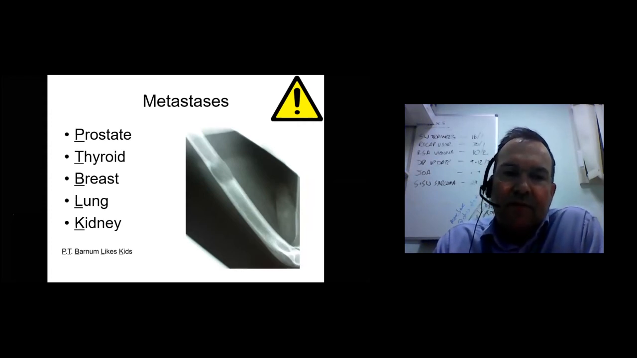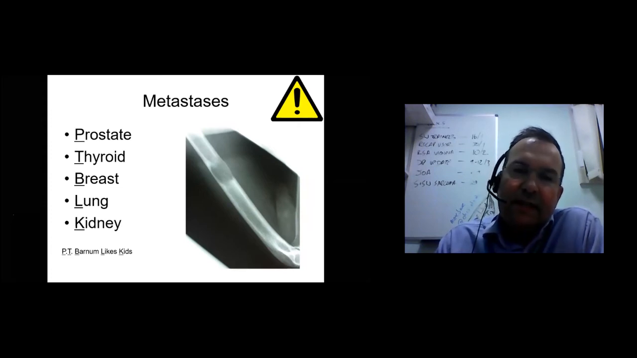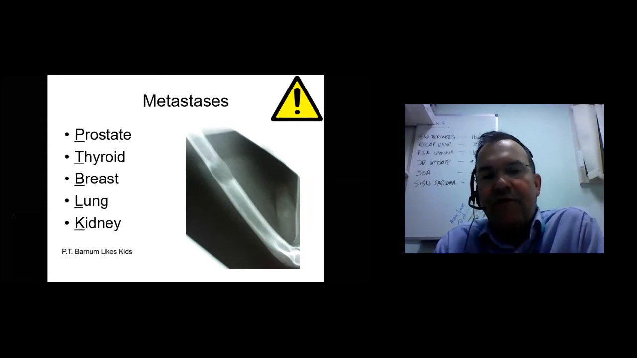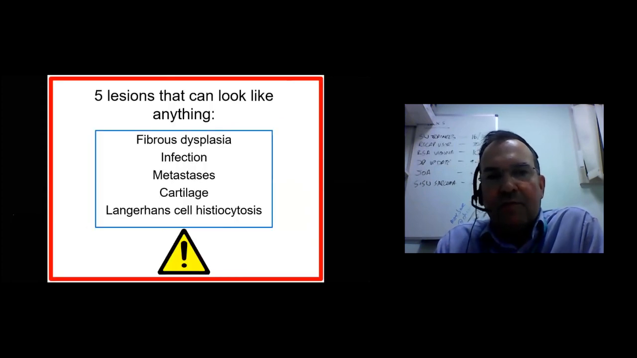And finally, just to remember, always think about metastatic disease. This could come from anywhere, including prostate, thyroid, breast, lung, and kidney. You remember Duncan was mentioning this last night. These are the osteophiles which are attracted to bone.